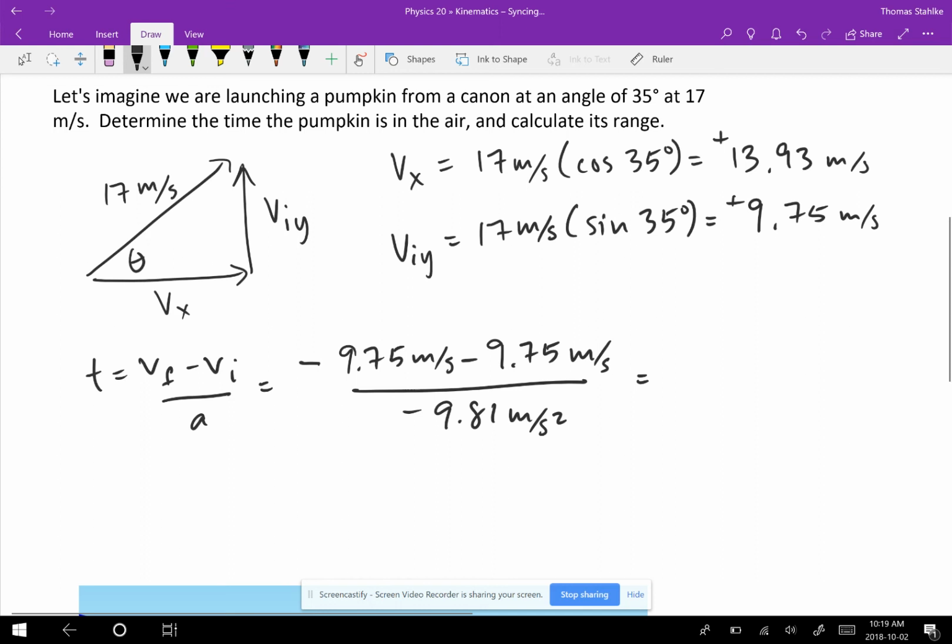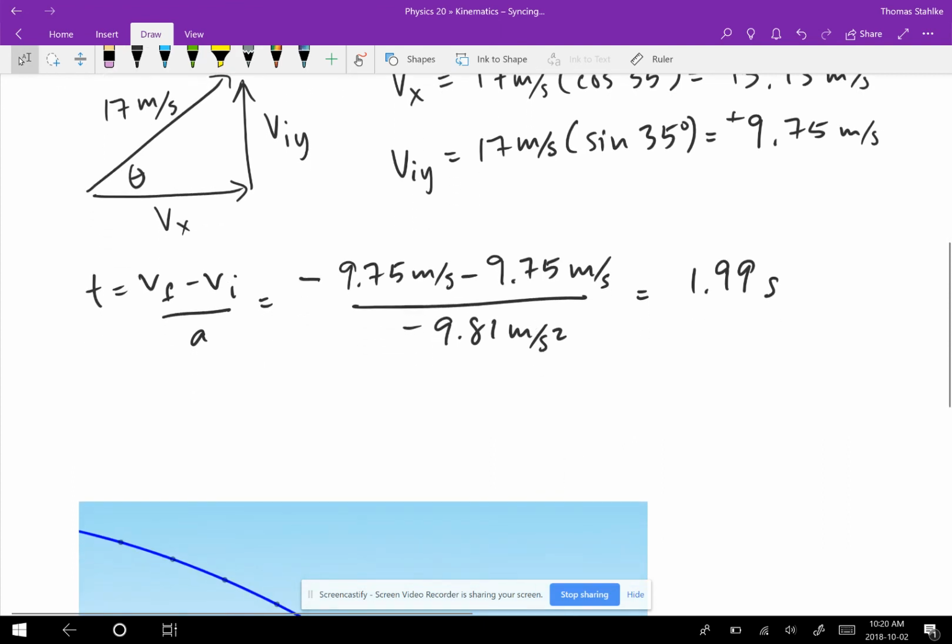And I'll just use the answer function in the calculator. So I'll go negative answer minus answer, press enter, and divide by negative 9.81. So I get 1.987. So 1.99 seconds. So there's the time that it's in the air.